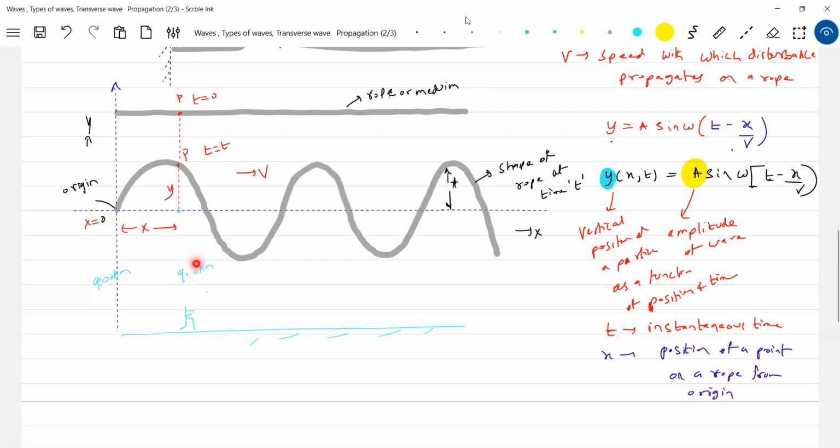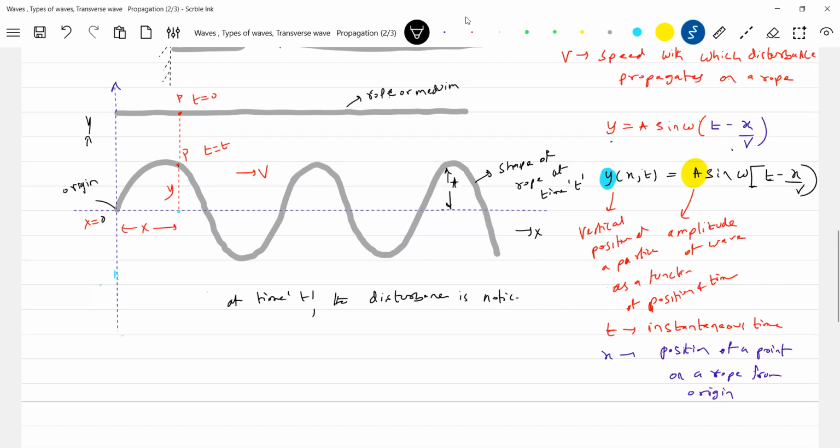So what is the meaning of all this equation? Let me write it rather than just speaking. At time t, the disturbance is noticed at P, and at time t minus x by v, the disturbance is generated. That is the meaning of this one. In what direction is the wave propagating? So the equation is like this.